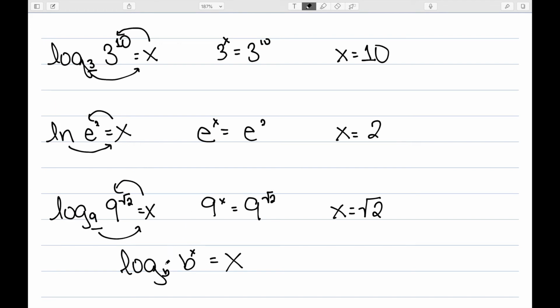And this lines up with what we know of logarithms. We know that a logarithm is the inverse of the exponential. So the logarithm and the exponential should cancel each other out, and I'm just left with the exponent.